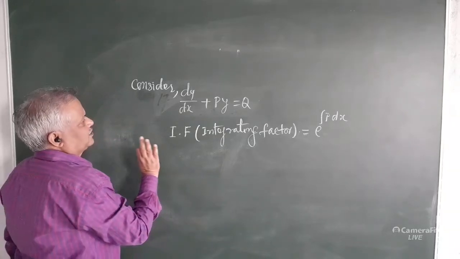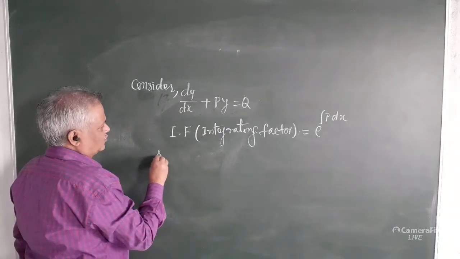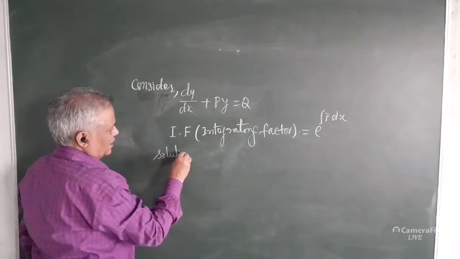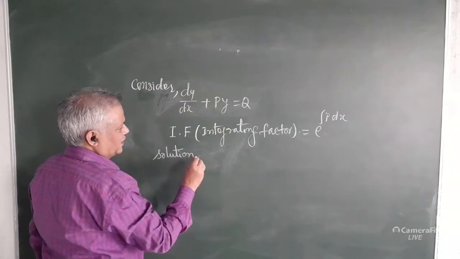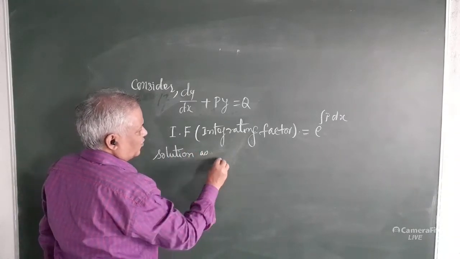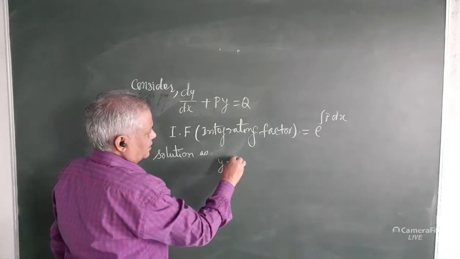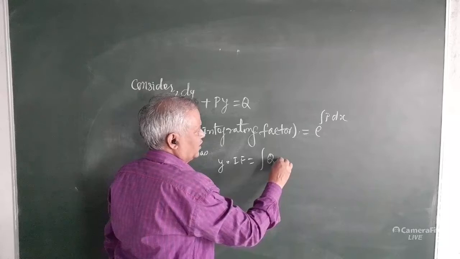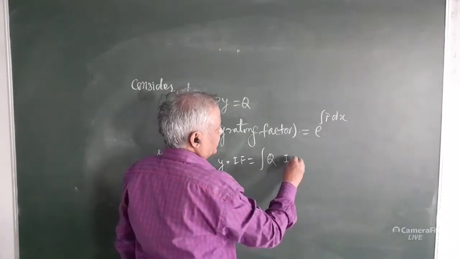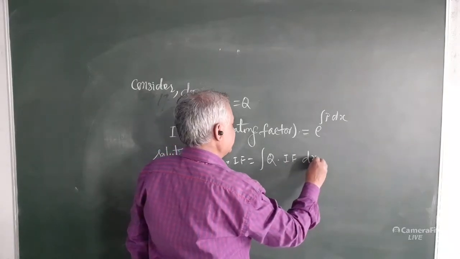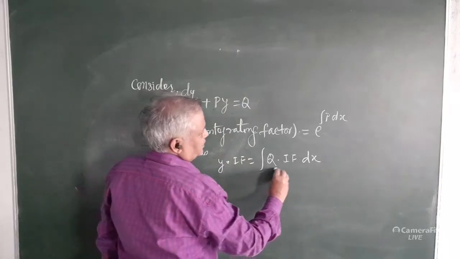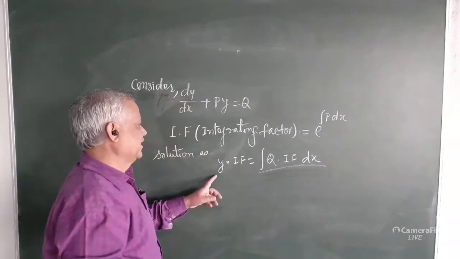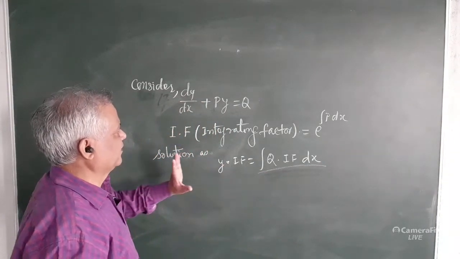And how do we write the solution? We write the solution as y into integrating factor is equal to integral of q into integrating factor into dx. So we have to perform this integral only. Left hand side will be y into integrating factor.